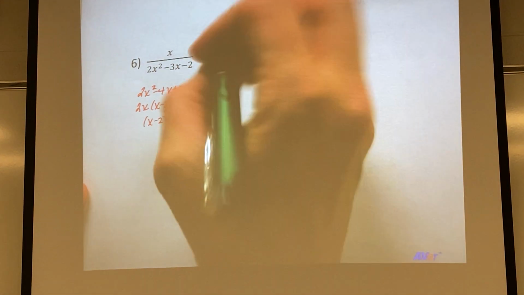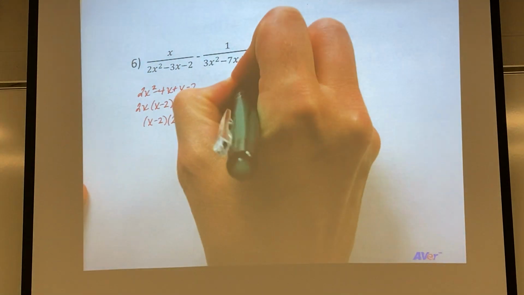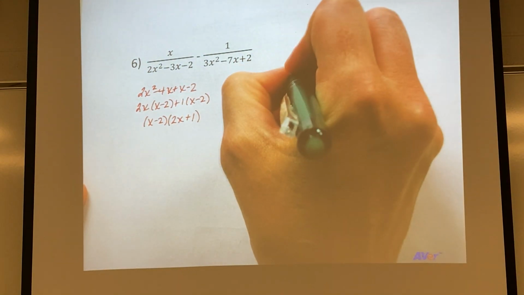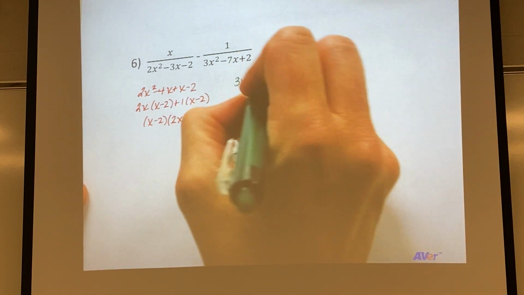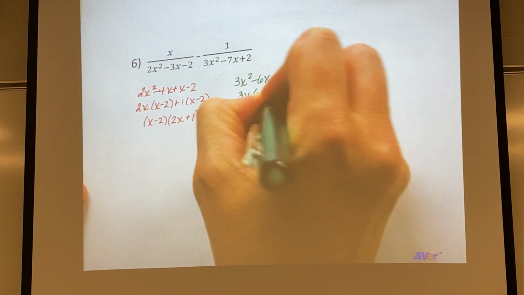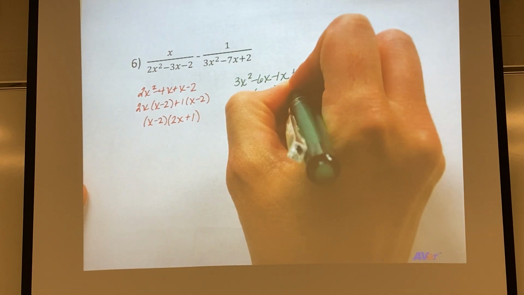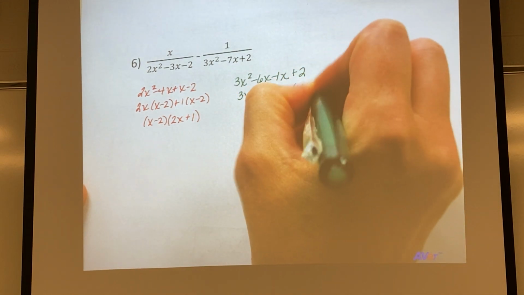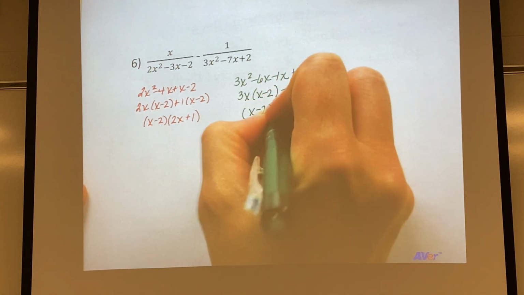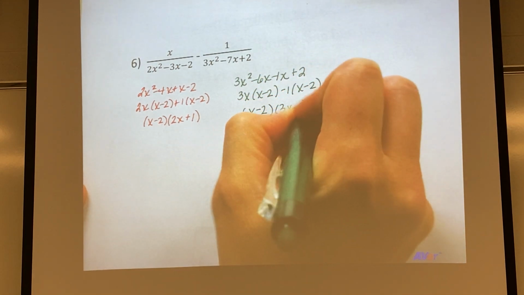On the next one, splitting the middle, we find out that -6 and -1 multiply and add to the 6 and -7 that we had there. We then group and factor our GCFs out and have x minus 2 times 3x minus 1.